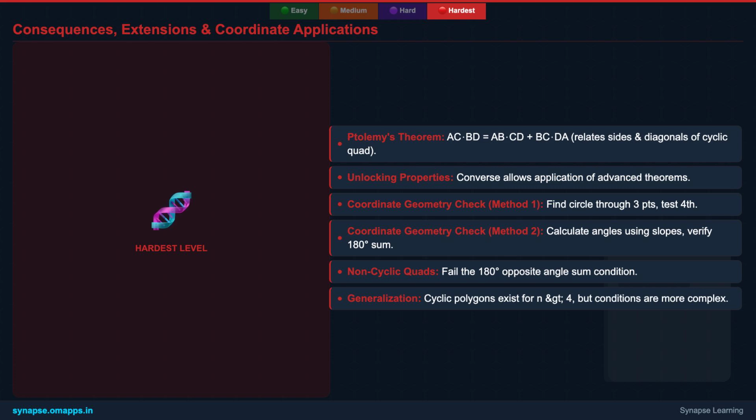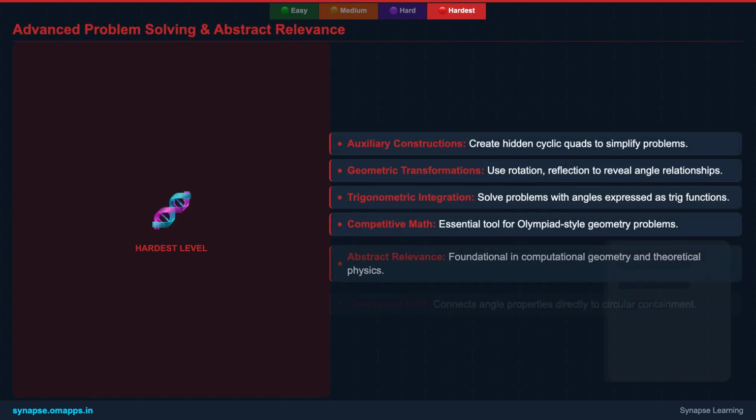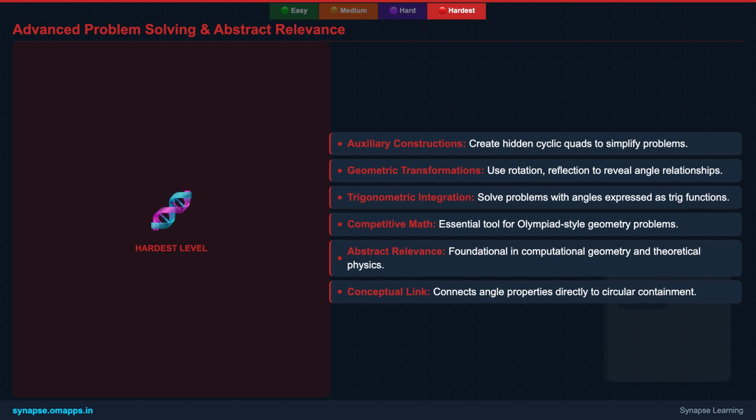Understanding why non-cyclic quadrilaterals fail this condition helps us appreciate the special nature of cyclic ones. They are special because they satisfy this rigid angular constraint, which forces them onto a circumcircle. While the 180-degree opposite angle sum is unique to quadrilaterals, the idea of a cyclic polygon, where all vertices lie on a circle, applies to any n-sided polygon. However, the conditions for concyclicity become more complex for n-gons with more than 4 sides.